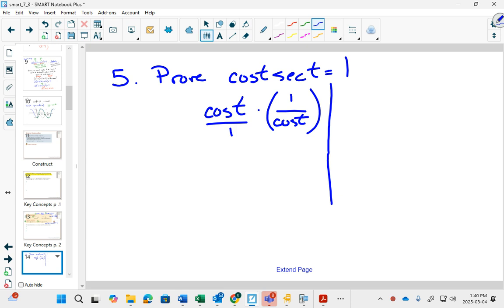Can I simplify anything? Absolutely. Do you see that the cos t's would simplify? I could simplify this cos t with this cos t, which would leave me with just 1. And now our proof has been completed, because our goal was to get the left side and the right side to be identical. This one was really easy. We just had to do one change.